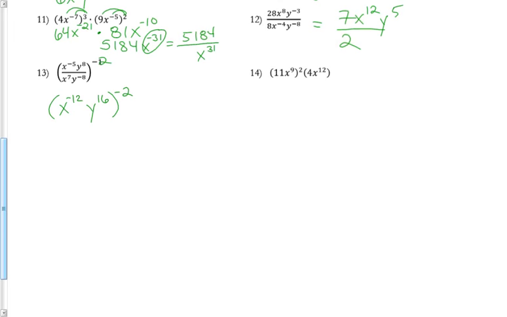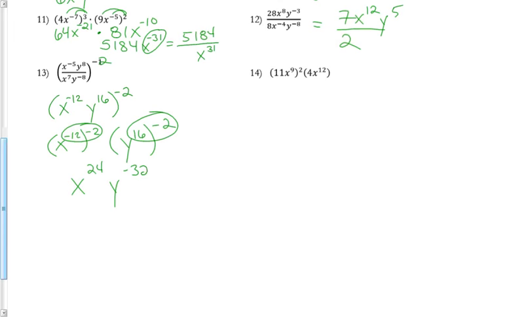Now I've got x to the negative 12th to the negative second power, and y to the 16th to the negative second power. Two exponents on the same base. This is our multiplication rule. So we're going to multiply. Negative 12 and negative 2 gives me positive 24. 16 and negative 2 gives me negative 32. And then we're going to move our y's to the bottom because they have a negative exponent. So we get x to the 24th over y to the 32nd.